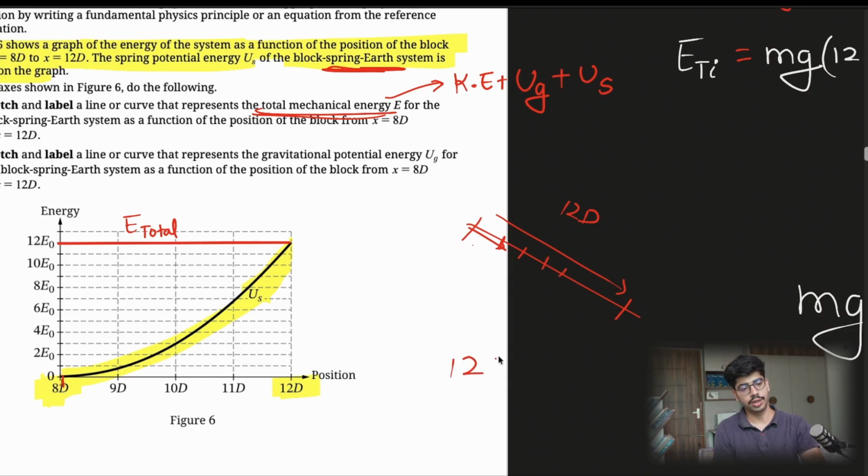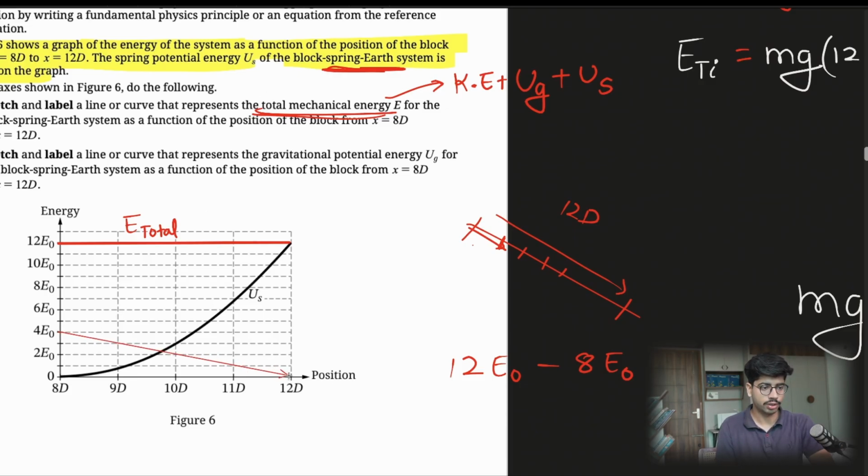So out of the 12 E naught, minus 8 E naught is the energy that it loses, because it has come 8D down, 8D distance is covered. So it is directly proportional to how much length it has covered, correct? So it is just left with 4 E naught. Now from the 4 E naught, just the gravitational potential energy remains over there, and you have to make the line from there.